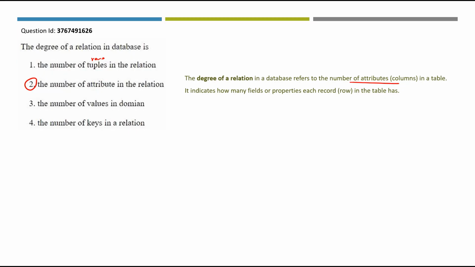And what are these values in a domain? If you take a domain of integer, there will be lots of values. That cannot be called the degree of a relation. You can rule out this. The number of keys in a relation: certain tables will have only a primary key, certain tables will have a primary key and a unique key, so again you cannot have a specific name for it. And the number of rows can be increased or decreased using insert and delete operations, so this also cannot be called the degree of a relation. When you say something is the degree of a relation in a database, that should be constant for all the records. So it indicates how many fields or properties each record in the table has.